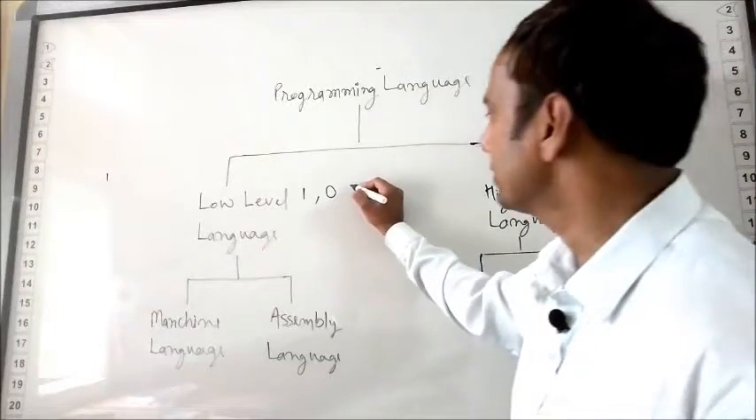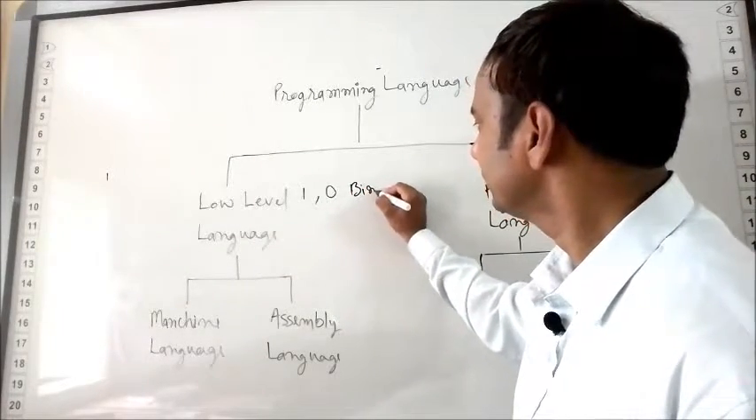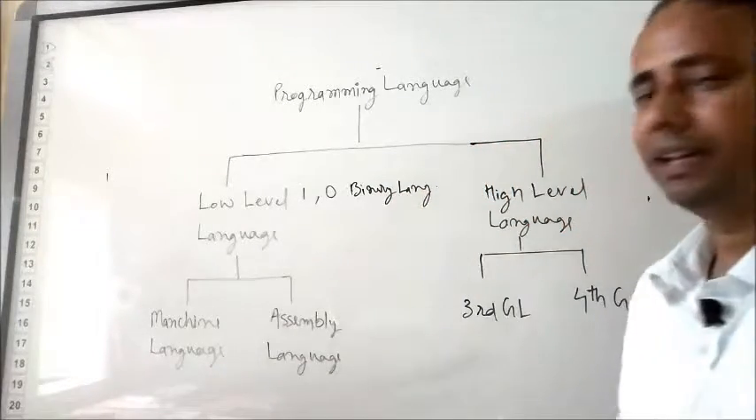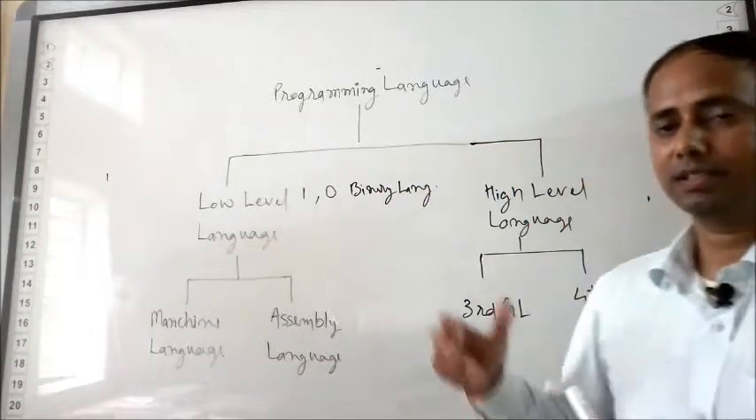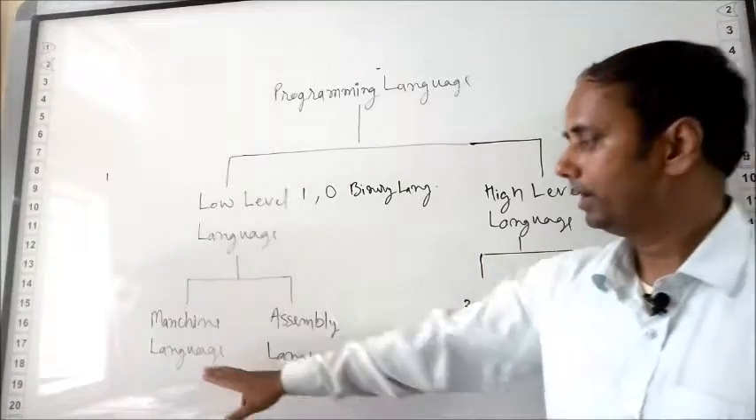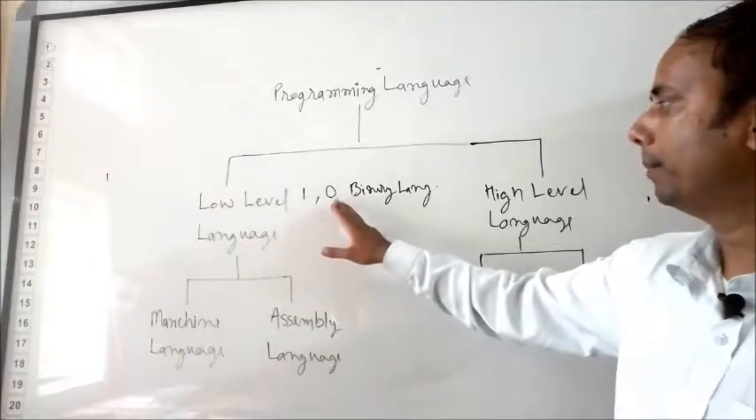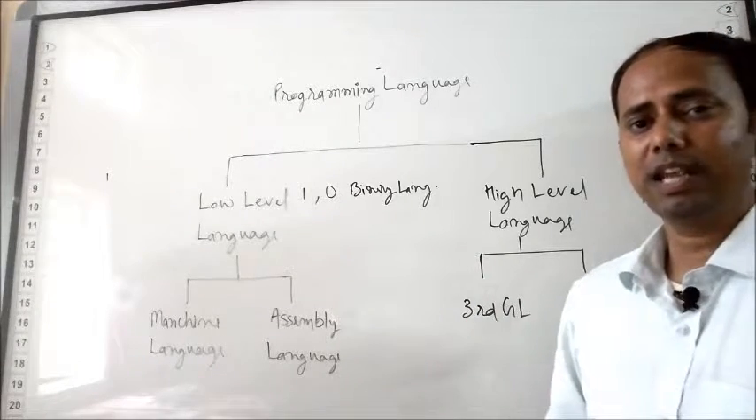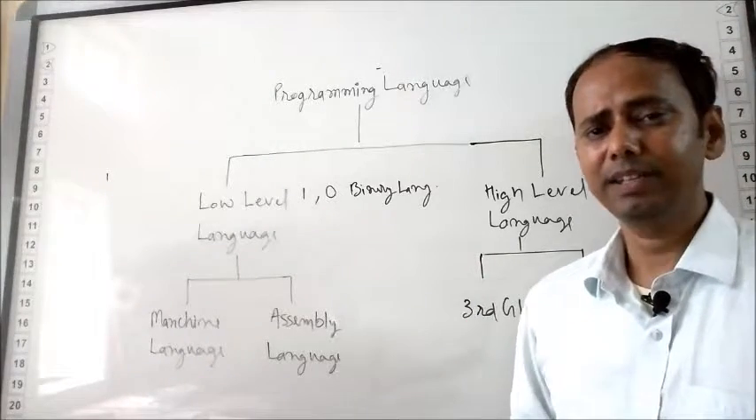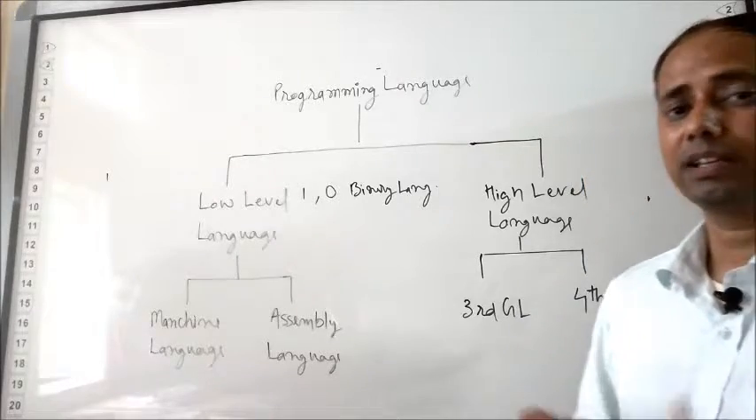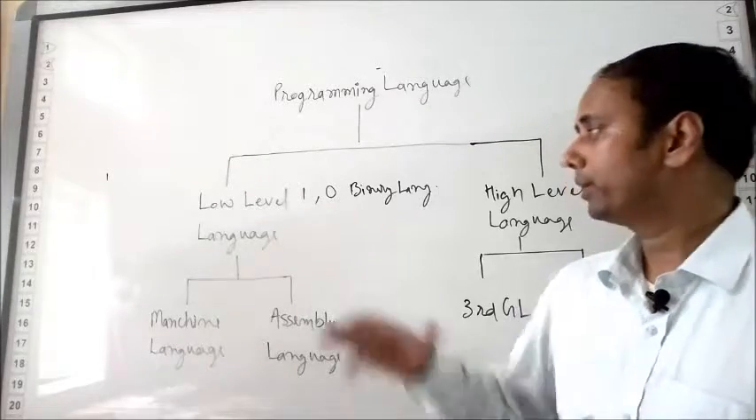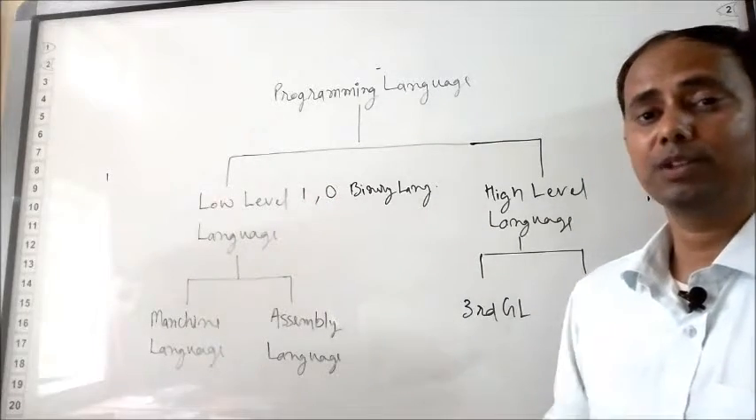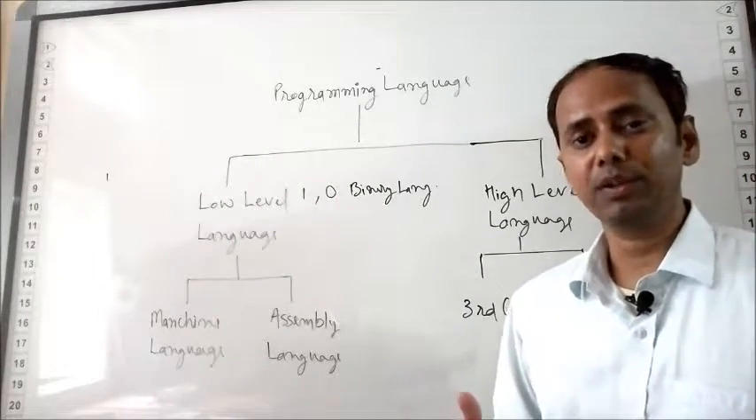So this language has three names: machine language, binary language, and first generation language. This language has many disadvantages as well. Like it is very difficult to learn because you have to write all the software in 0101 format, so it's very difficult to update your software.